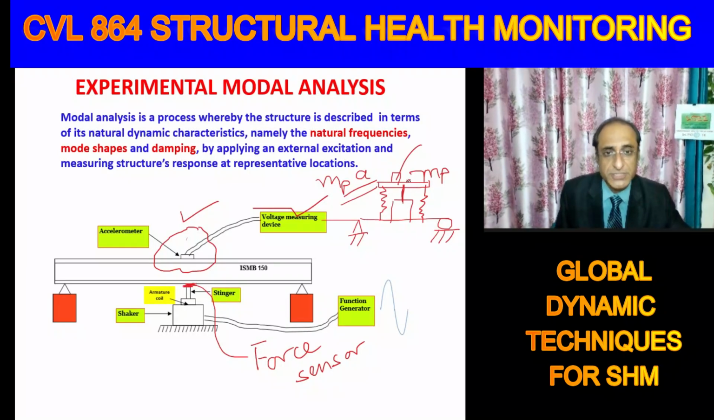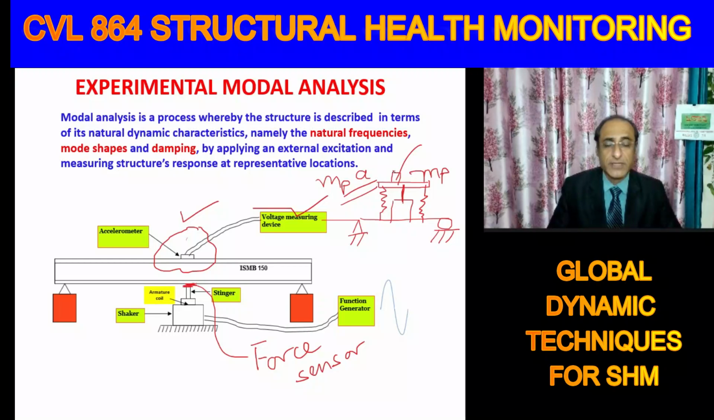Acceleration measurement is something which is very widely used, and it is a very easily available sensor in all the labs. In many labs you will find that a force sensor is not available. Then this kind of arrangement using the inertial type of shaker is more practical. Alright, so any doubt on this part?